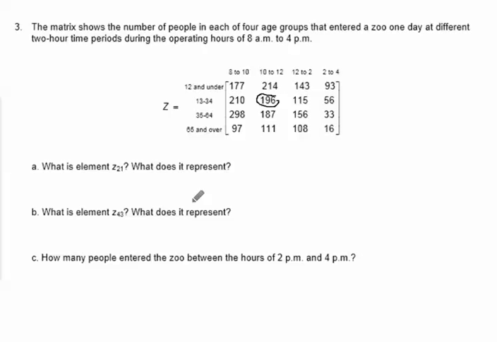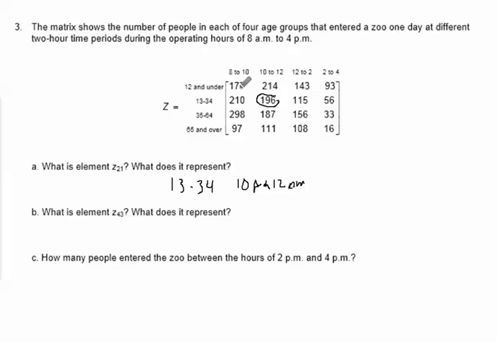Okay? So if you're looking for Z21, so that's going to be over 2 down 1, 196. What does that represent? Let's see here. These are the matrix showing the number of people in each age group that has entered the zoo at different 2-hour time periods from 8 to 4 o'clock. So this represents the kids that were 13 to 34 that entered between 10 a.m. and 12 p.m.